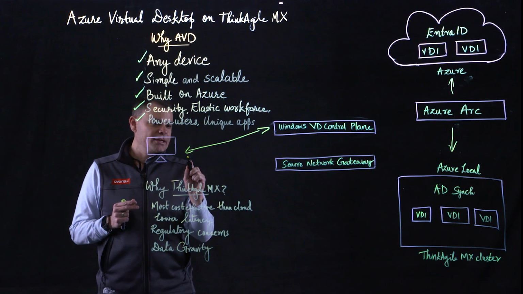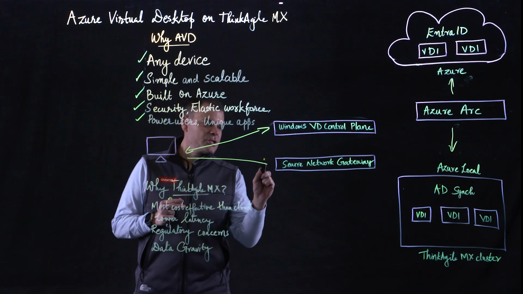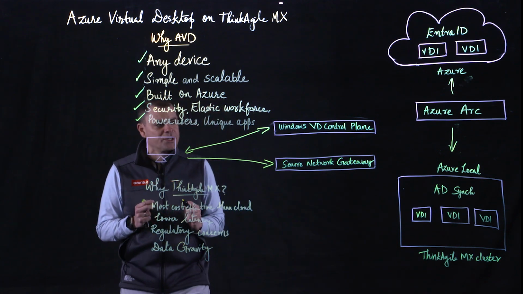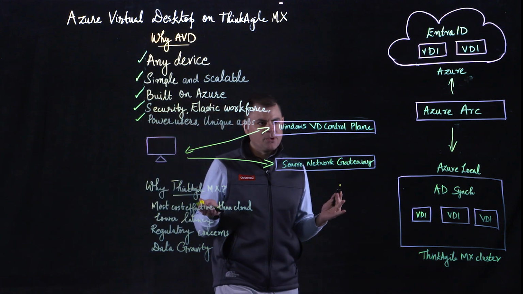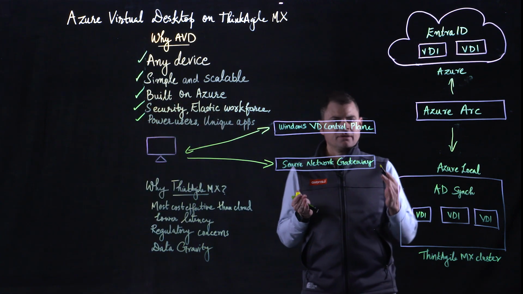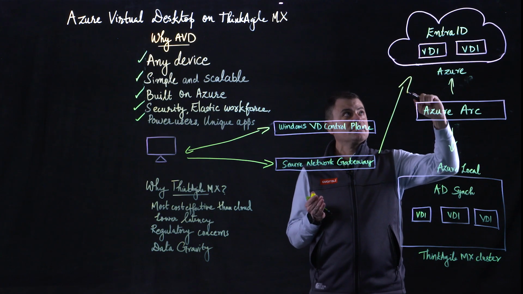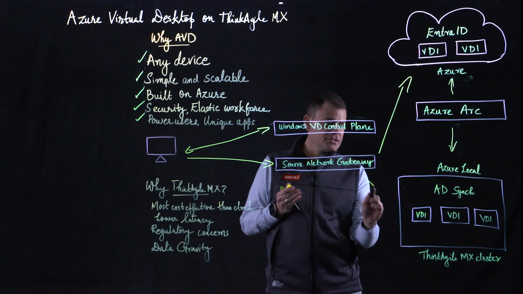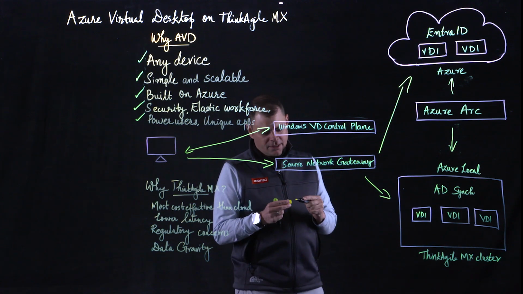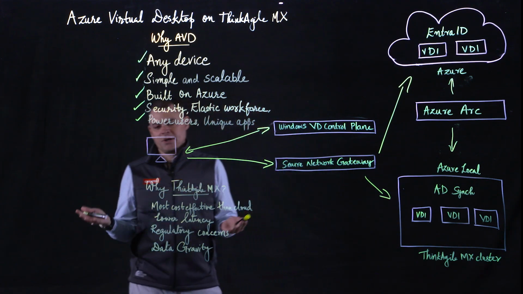The user will then launch their session through the secure network gateway. And at that point, it will be determined whether their desktop lives in Azure or whether it lives in Azure Local. And they will make that connection and run their desktop.